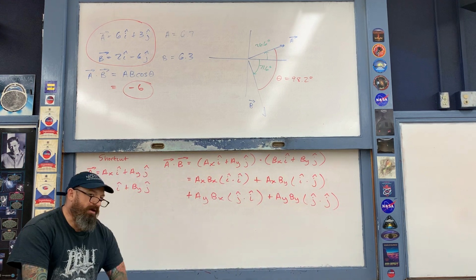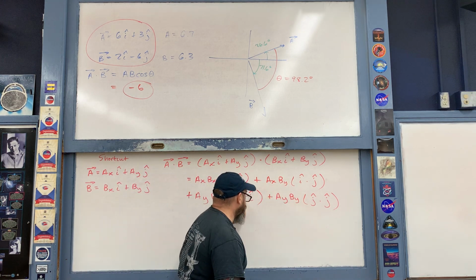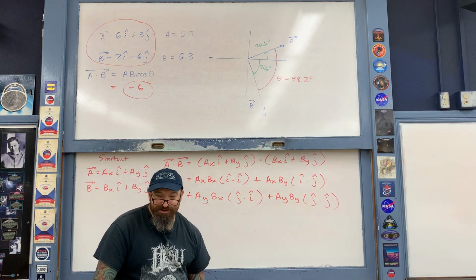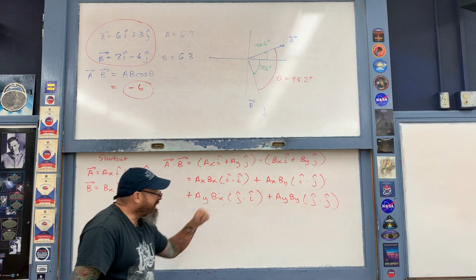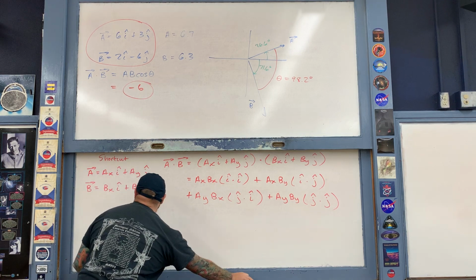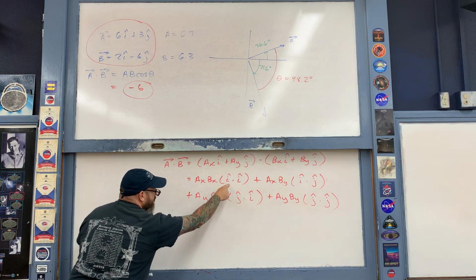Like so. And now all of a sudden, instead of one dot product that I have to do, I've got 1, 2, 3, 4 dot products that I have to do. So right now the situation looks a lot worse than it was before. However, let's take a look at the dot products between all of these unit vectors. For example, take a look here at the first one, i dot i.